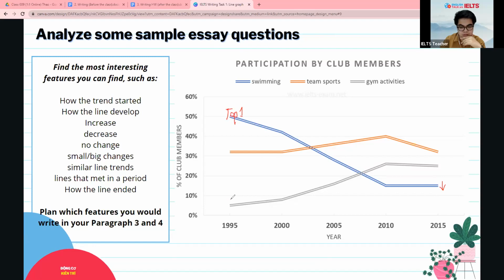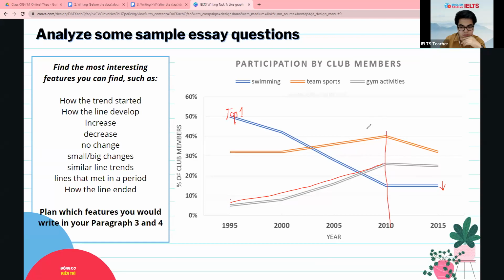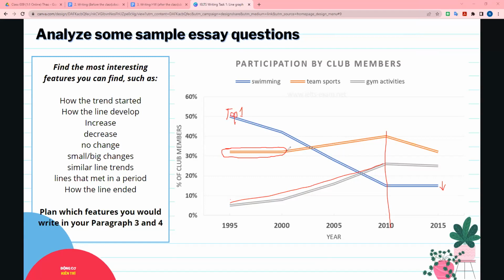In which paragraph point? From what point to what point? From 1995 to 2010. Okay. Do you think this is a main feature? Not really.